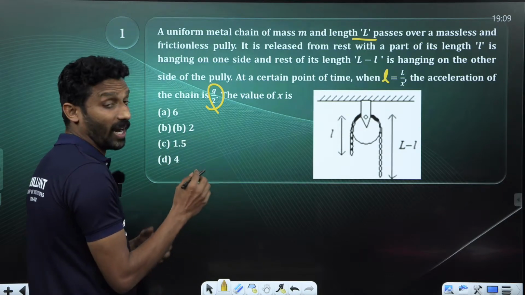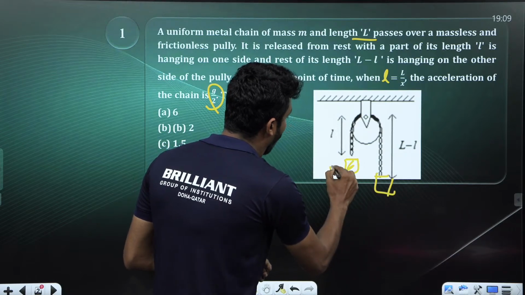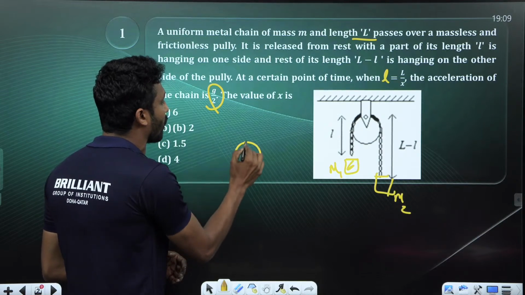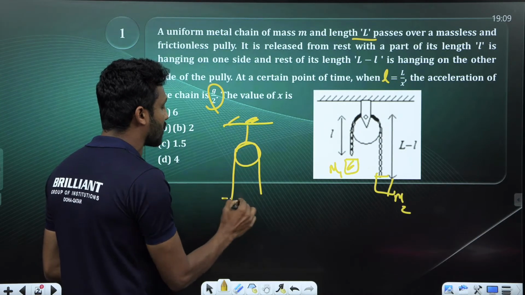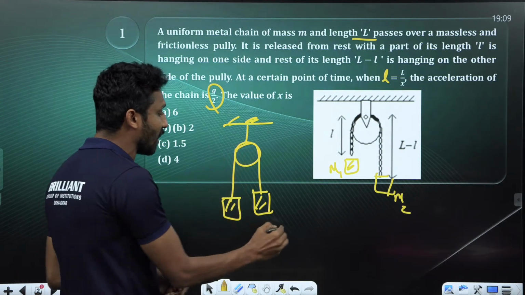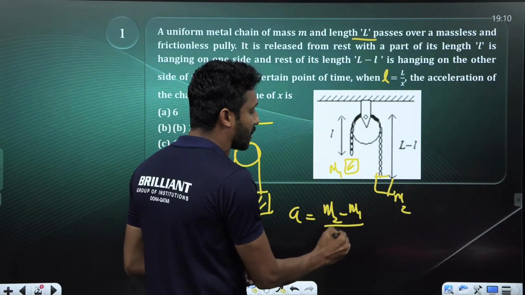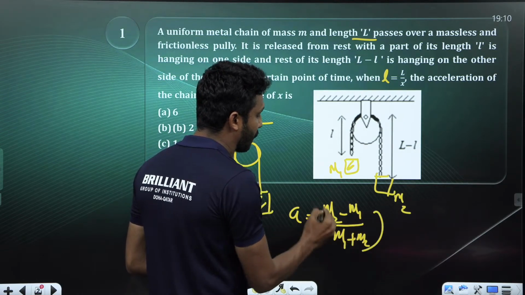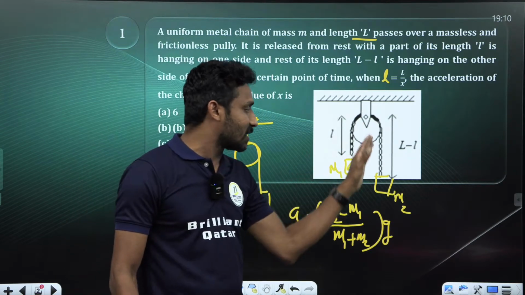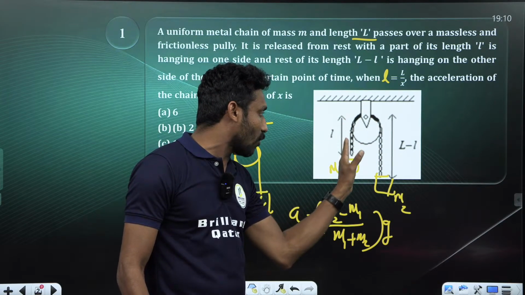See, we have the equation of acceleration when two masses are connected. Suppose masses m1 and m2 are connected by a string over a pulley. The acceleration a is equal to the heavier mass minus the lighter mass, divided by the sum of masses, into g, isn't it? Here instead of the blocks in the figure, it is the chain itself. So m2 is the mass of this part and m1 is the mass of this part.